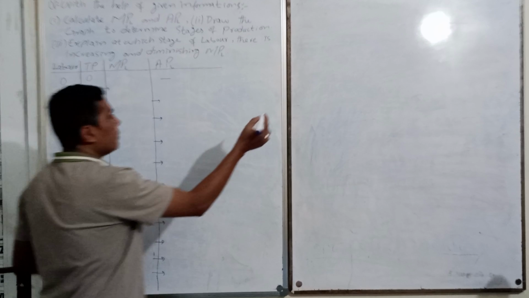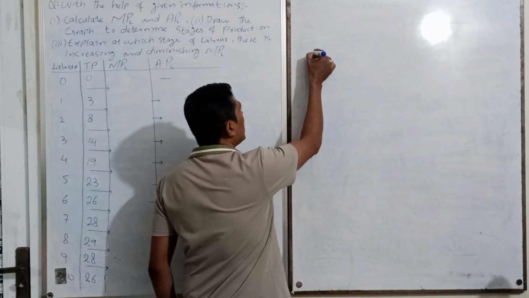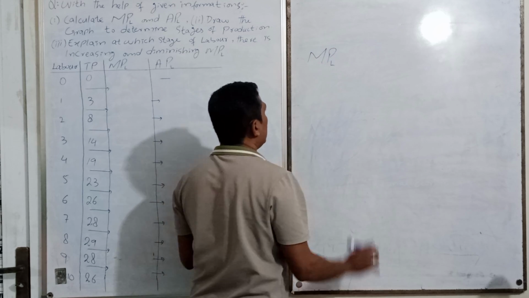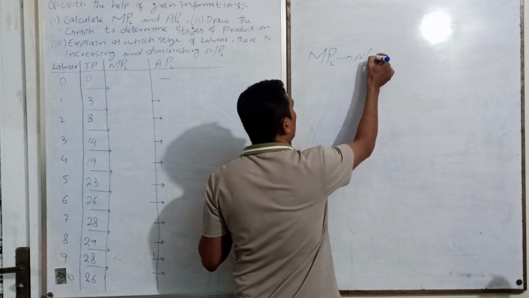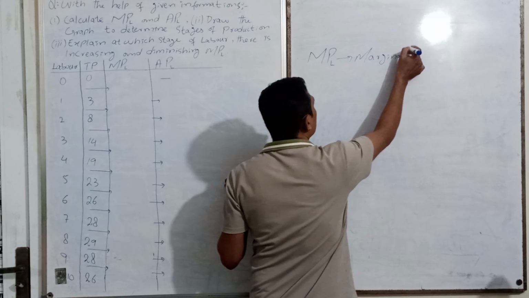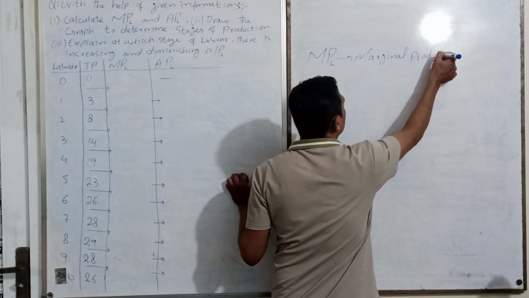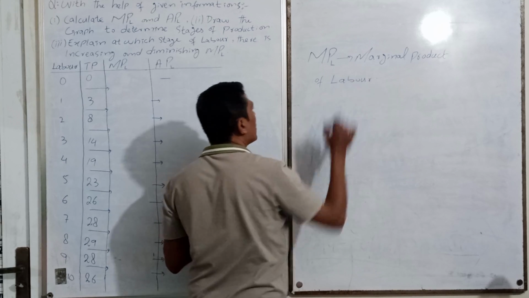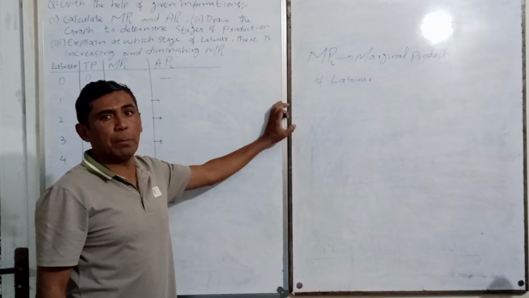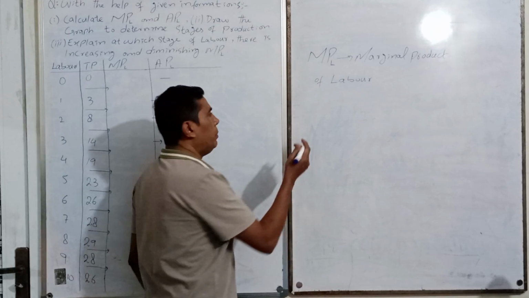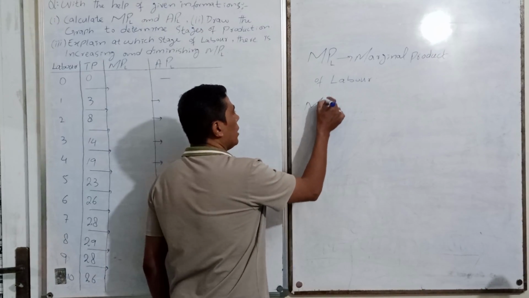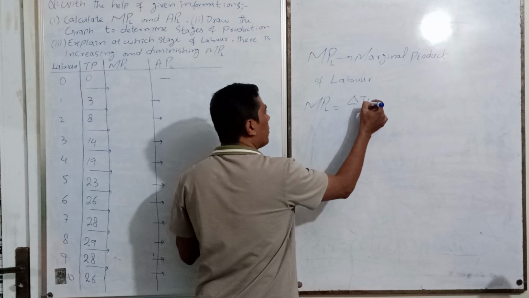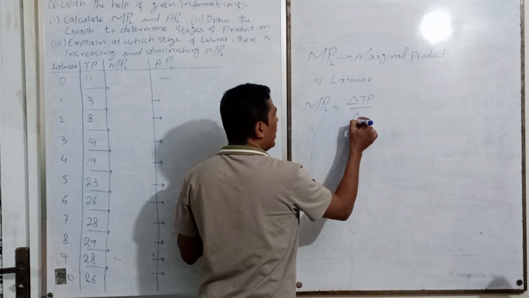First of all, let me clarify what marginal product is. Marginal product stands for MPL, that is, marginal product of labor. Now, how can you calculate the marginal product of labor? There is a basic and simple formula: MPL equals the change in total product with respect to the change in labor.